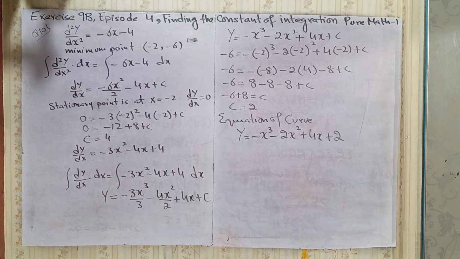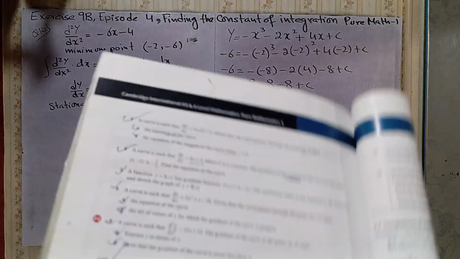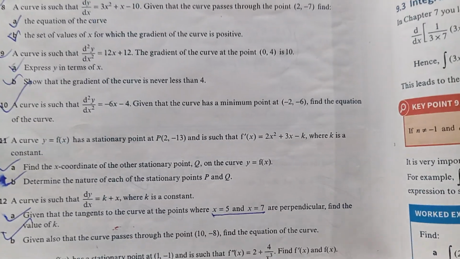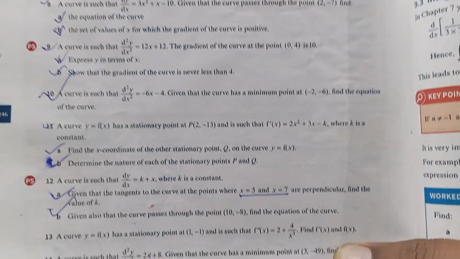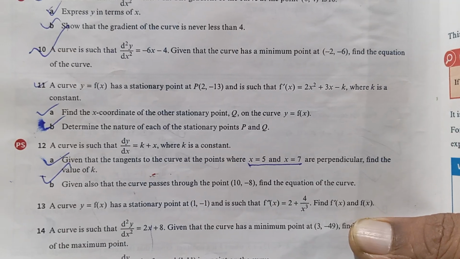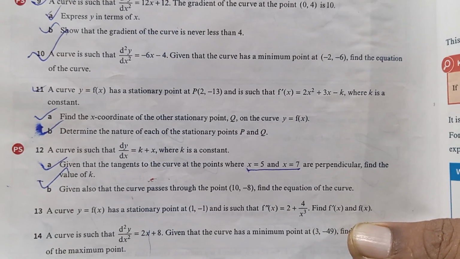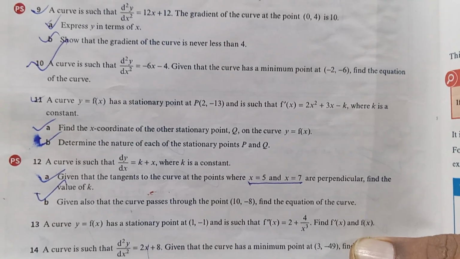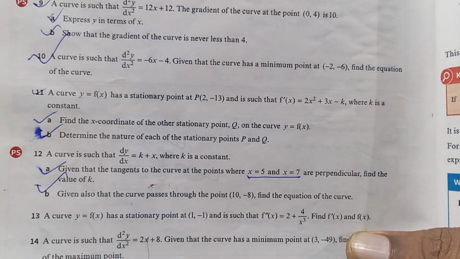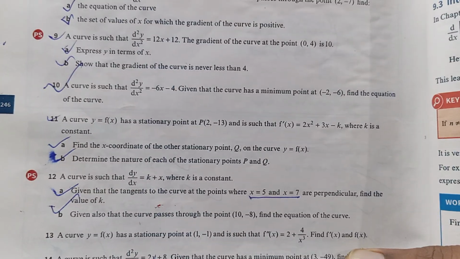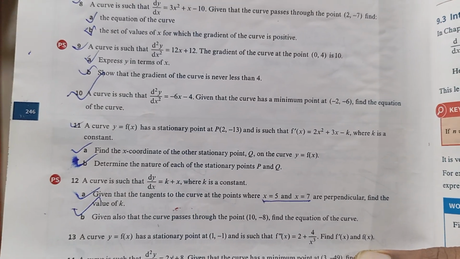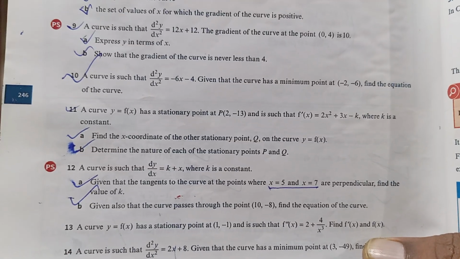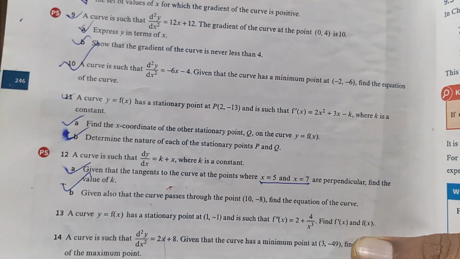So, my dear students, we are working on exercise 9b, and now we are going to attempt question number 10 of exercise 9b. Question number 10 is showing up on your screen. A curve is such that d squared y by dx squared is equal to minus 6x minus 4. Given that the curve has a minimum point at (minus 2, minus 6), find the equation of the curve.